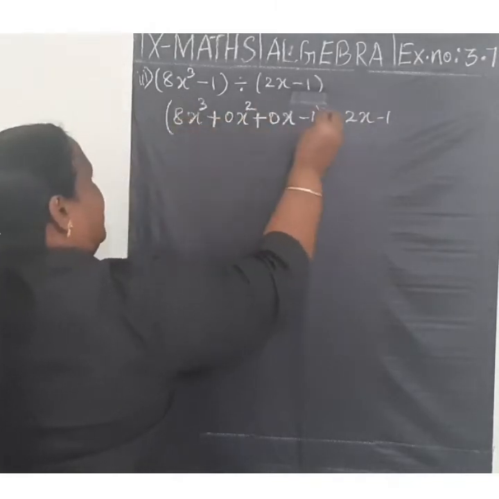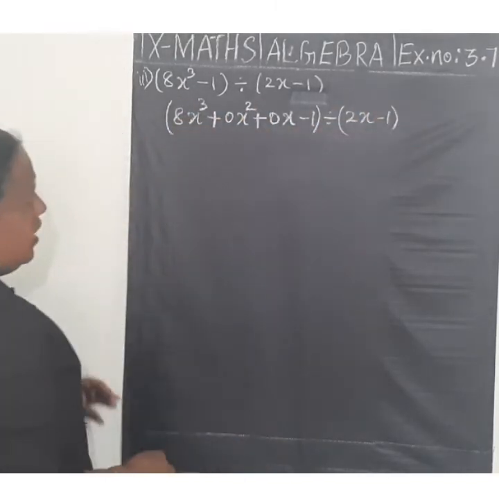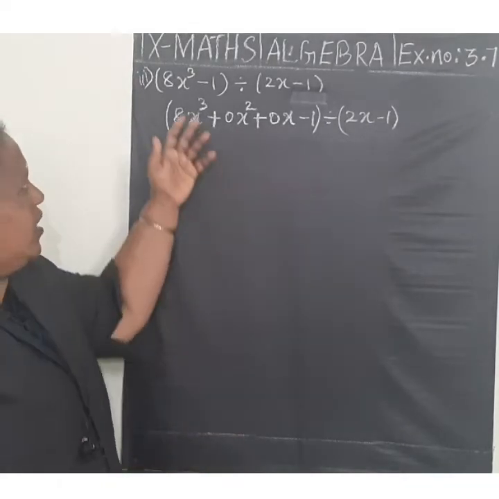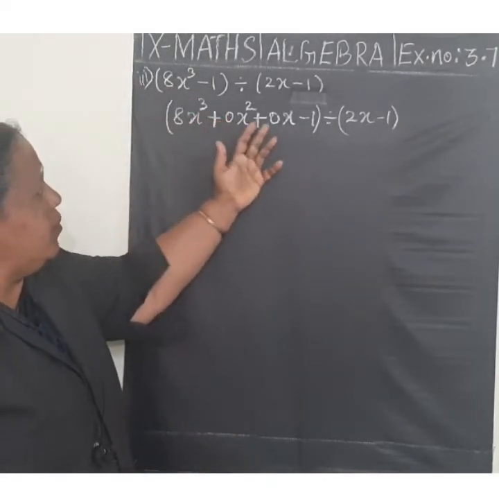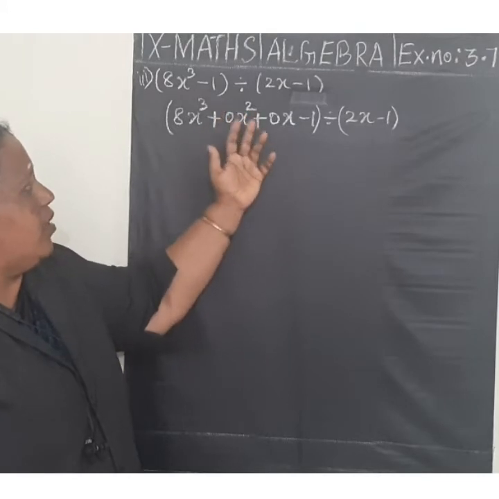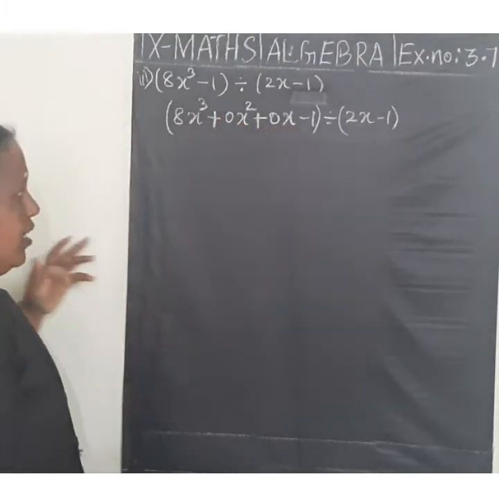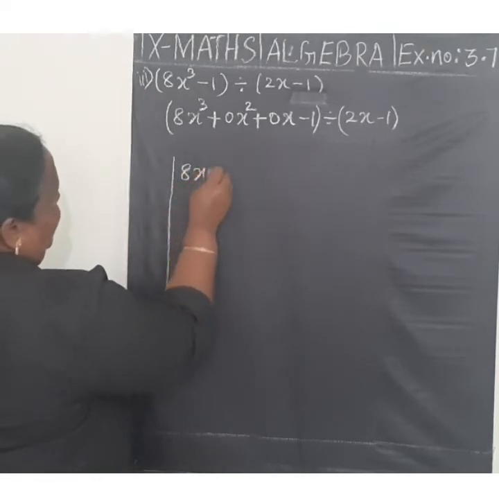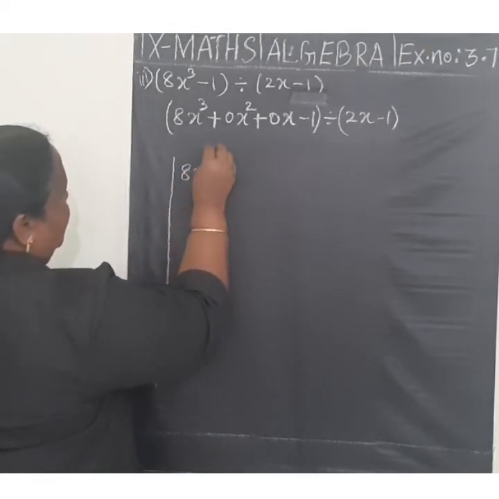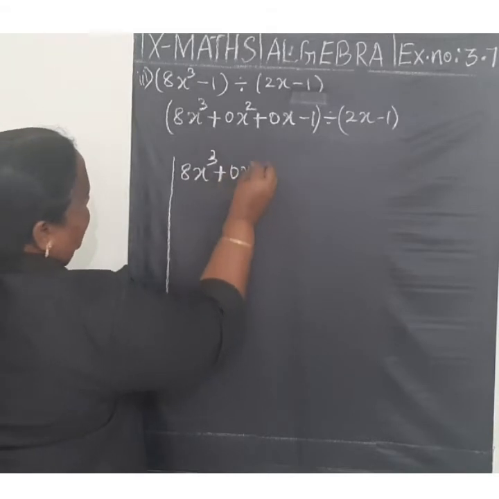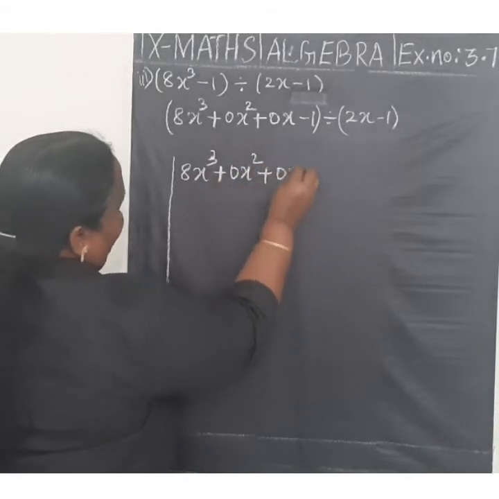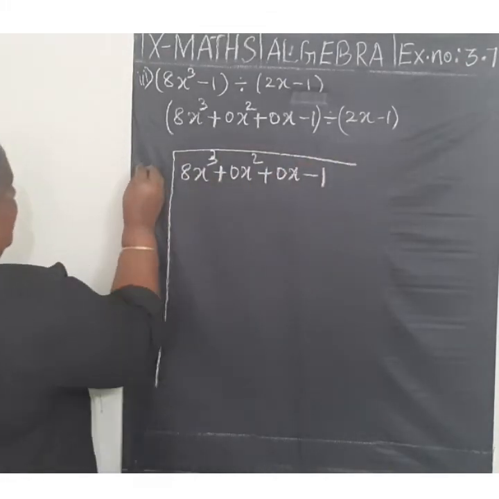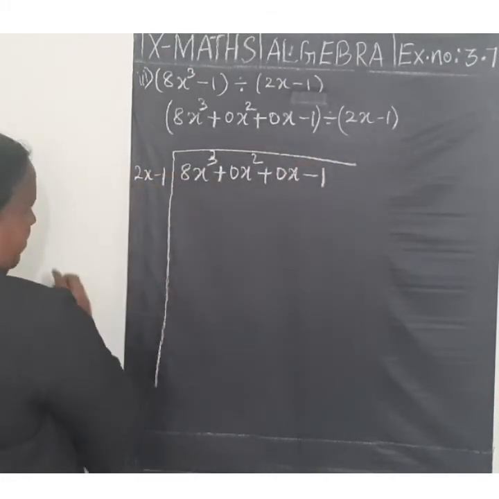So the last two sums, before two sums, they already had given in the standard form of a polynomial. So here they didn't give. So for that missing term we are writing as a 0x square plus 0x. Now let us do the sum now. So 8x cube plus 0x square plus 0x minus 1 divided by 2x minus 1.